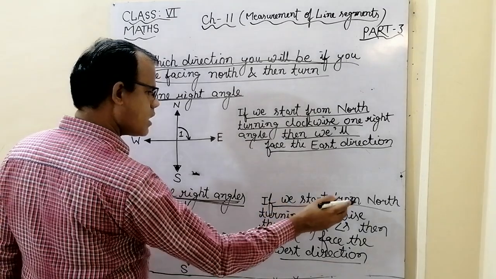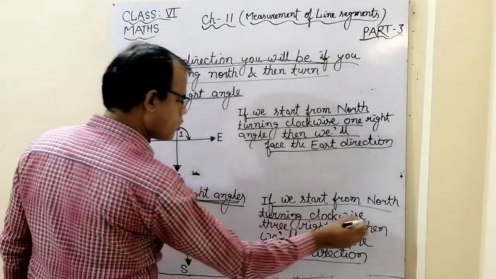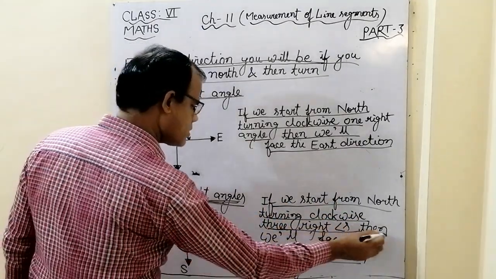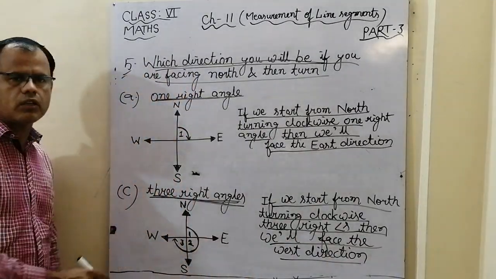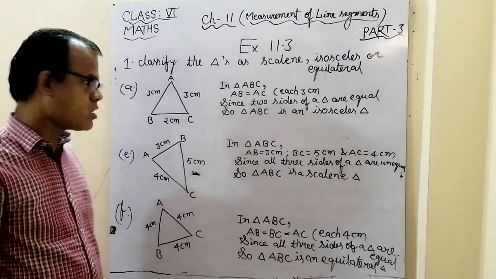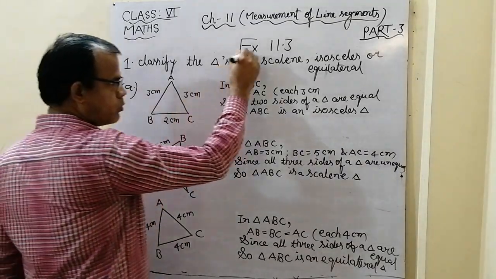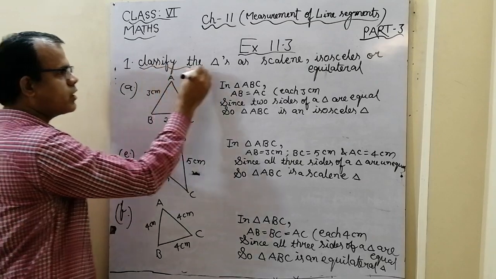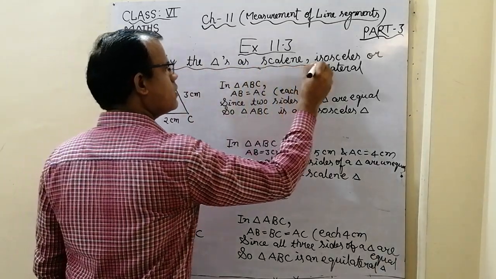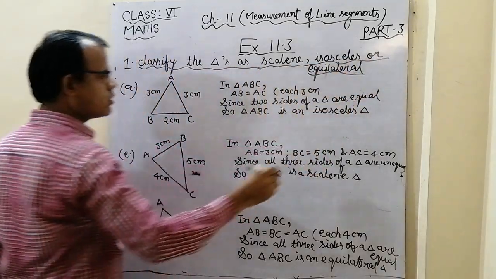If we start from north turning clockwise 3 right angles, then we will face the west direction. Okay. Yes student, now moving to exercise 11.3. Here first question, classify the triangle as scalene, isosceles or equilateral triangle.